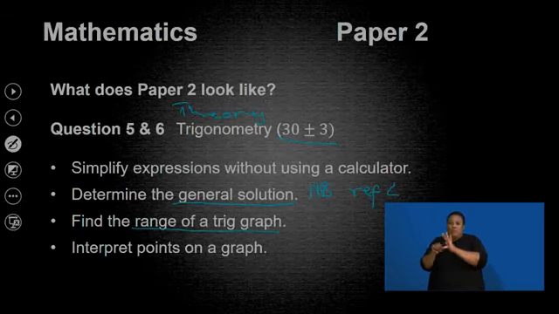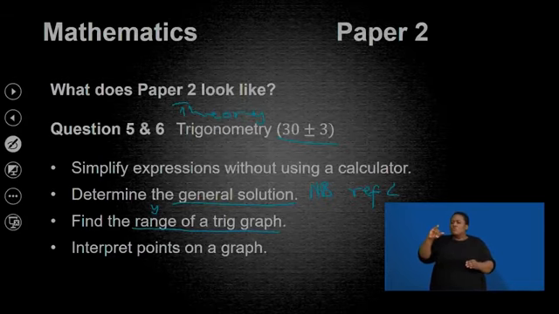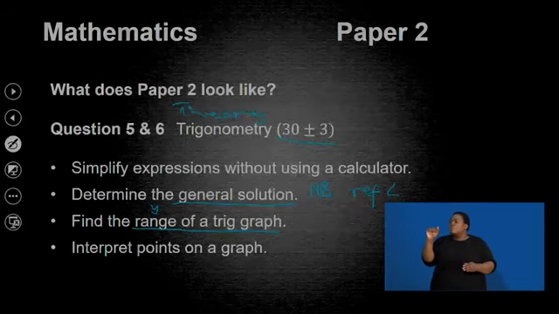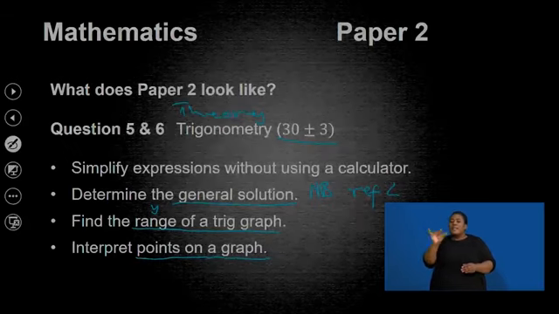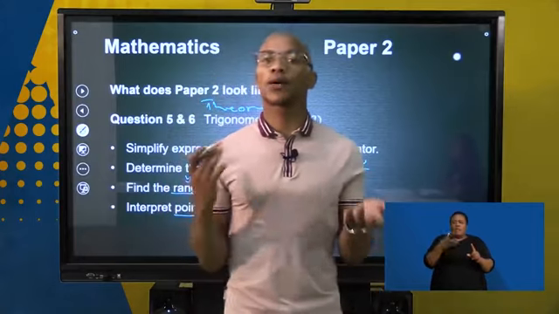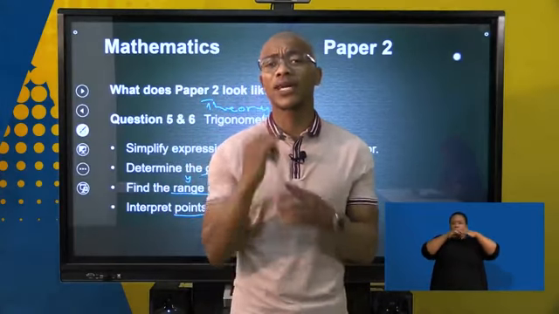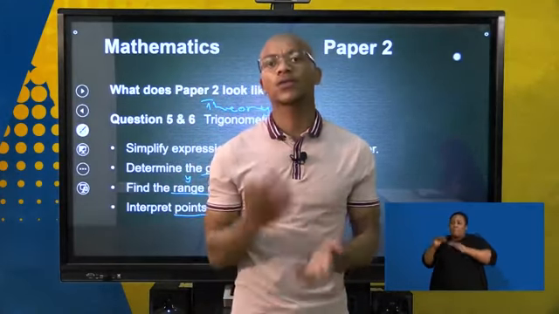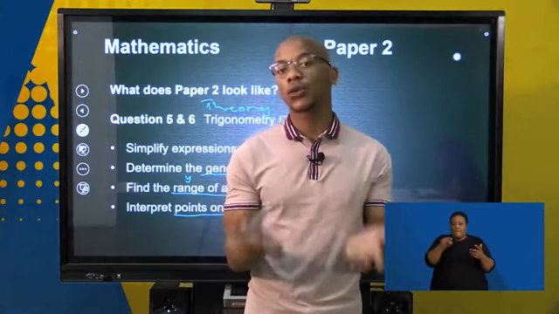And then the range of a trig graph. When you talk about range, remember we're talking about the y values. Then lastly, the points on a graph. So points on a graph, we're talking about your amplitude, we're talking about your maximum and your minimum. You can see them on the graph. So that's what I'm really talking about there.